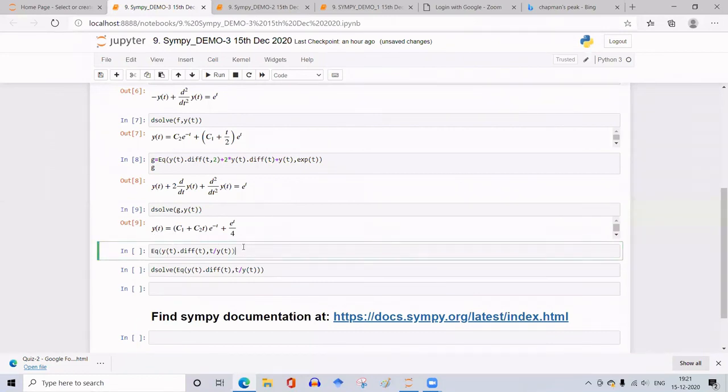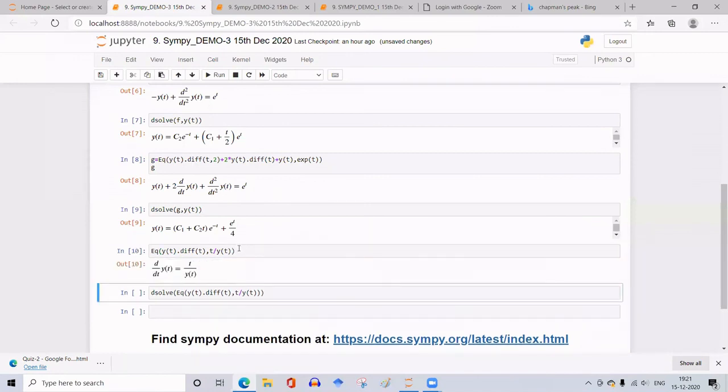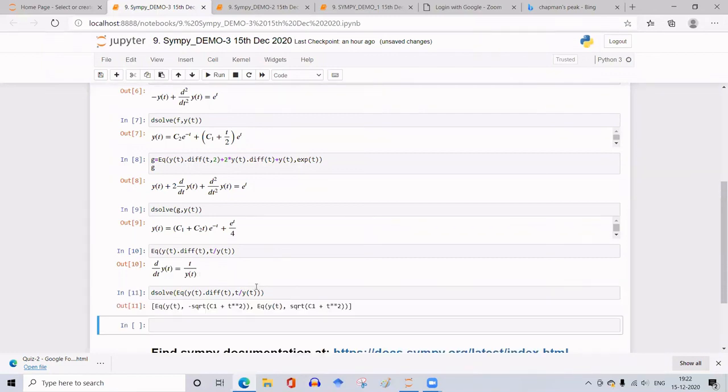Okay. So here is another example where the left hand side is y of t diff of t, and the right hand side is t divided by y of t. Okay. And the solution of this is like this.